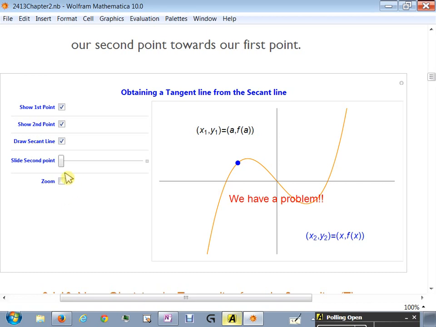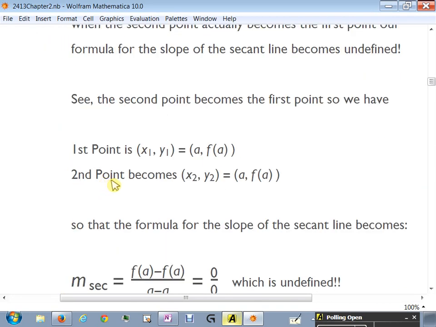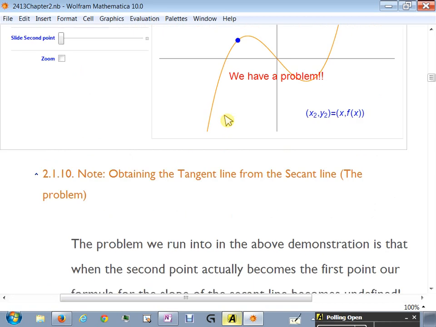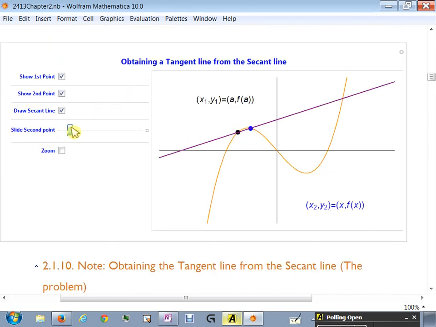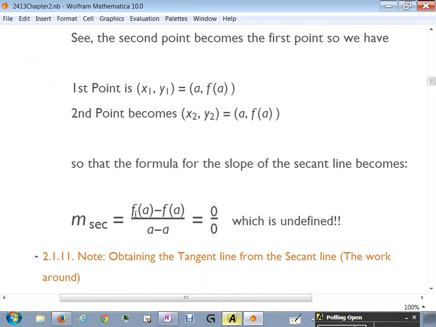We have a problem, right? Why? If your first point was (a, f of a), and you slide this thing over and put them on top of each other, then isn't this point also (a, f of a)? And so doesn't this ratio become, instead of f of x minus f of a over x minus a, doesn't it just become 0 over 0? And the slope wouldn't be defined? I mean, do you see that? That issue is created when you try and drop that point right on top of the other one.